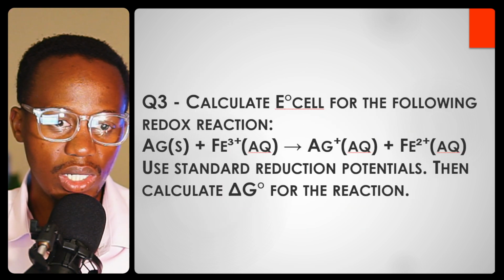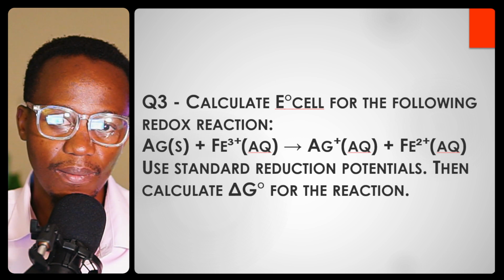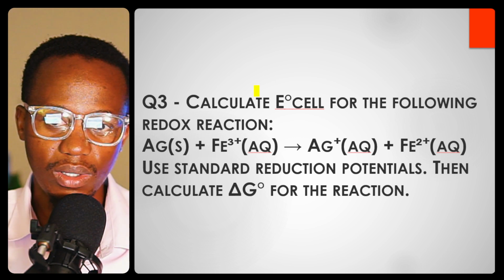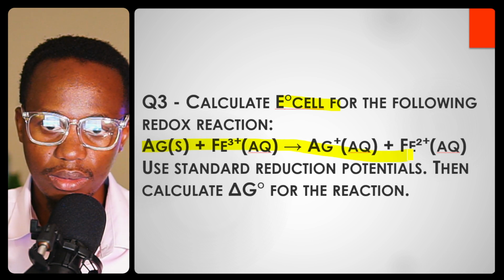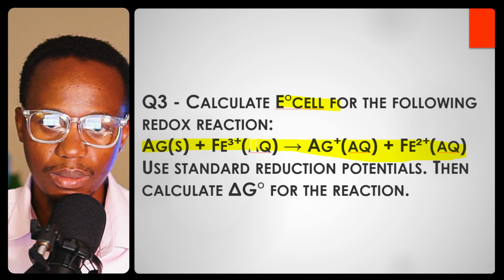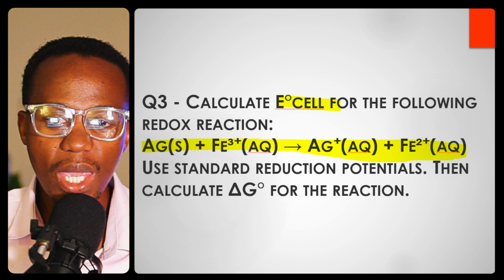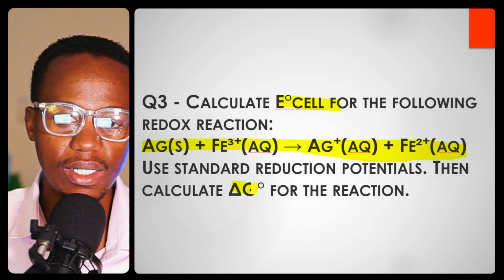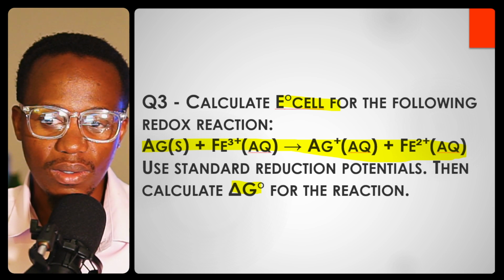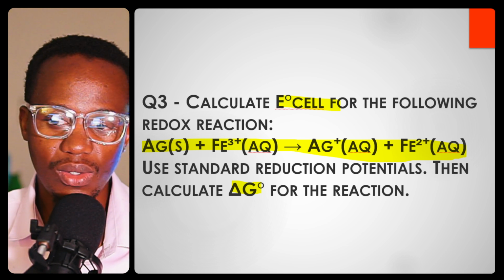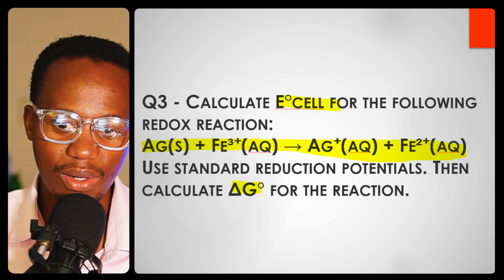So the question here is calculate the voltage of the cell for the following reaction, right? That's your third question, but B for this is calculate delta G for the reaction. What do you mean calculate delta G? Because that's what I'm about to talk about. You can calculate the energy of the reaction if you have the voltage. How do we calculate it?